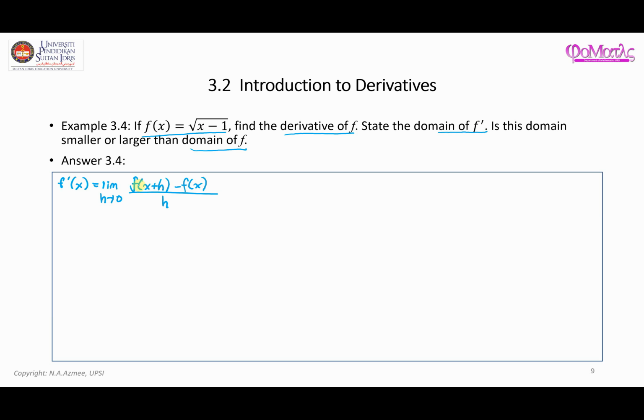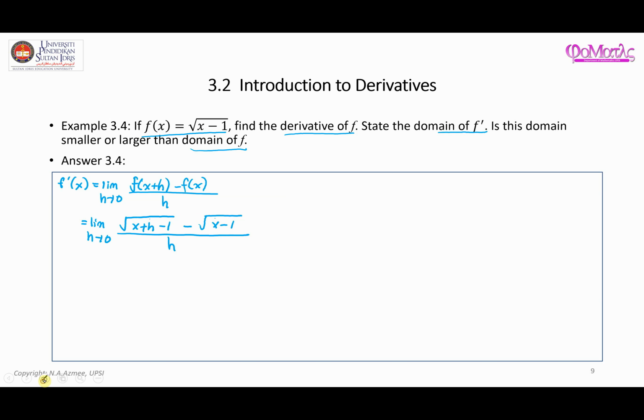So I'm going to substitute x plus h into this function. So I have the square root of x plus h minus 1, minus, now f(x) is going to be the square root of x minus 1, over h. And in order to simplify this process, I need to get rid of the square root sign. And in order to do that, I need to do some sort of manipulation.